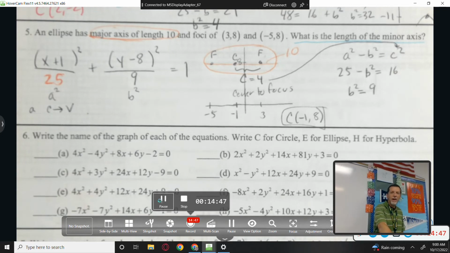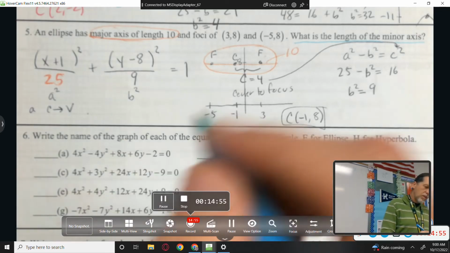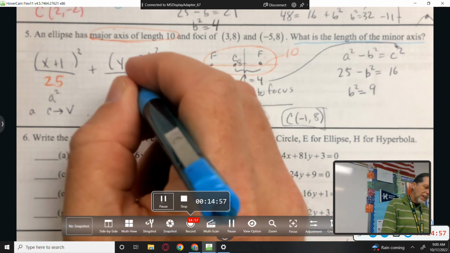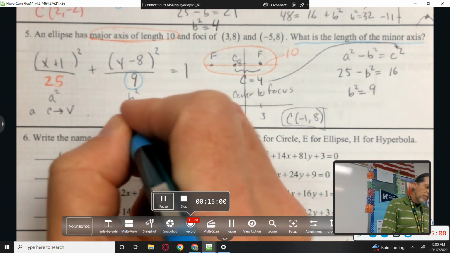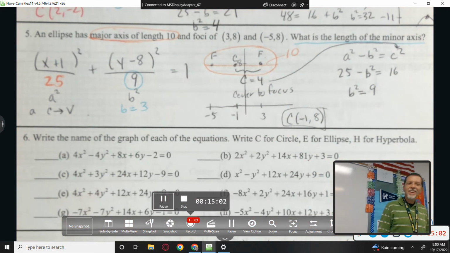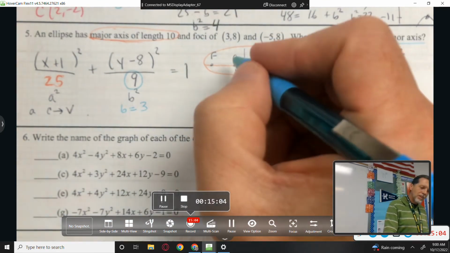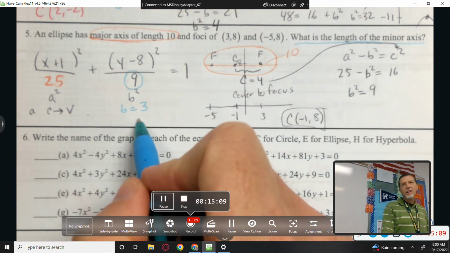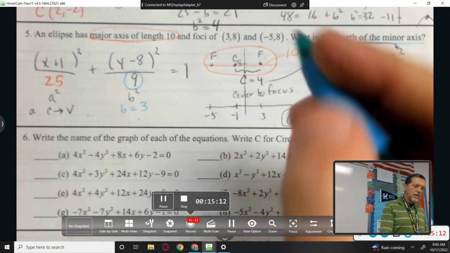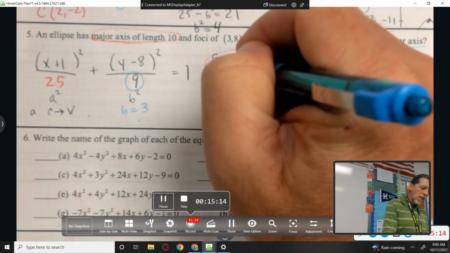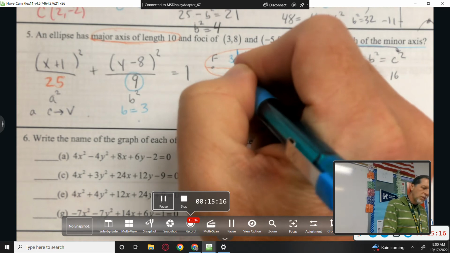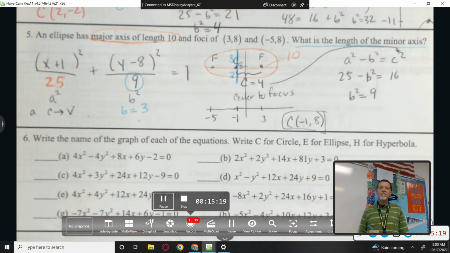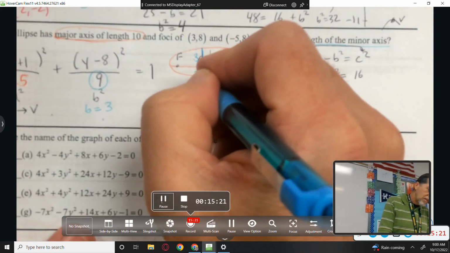The length of the minor axis. So that would be the other axis. What would we do with this 9? Square rooted. And then with that 3, if we were graphing this, what would we do with the 3? Go up and down 3. And so what does that mean the length of our minor axis is? 6.